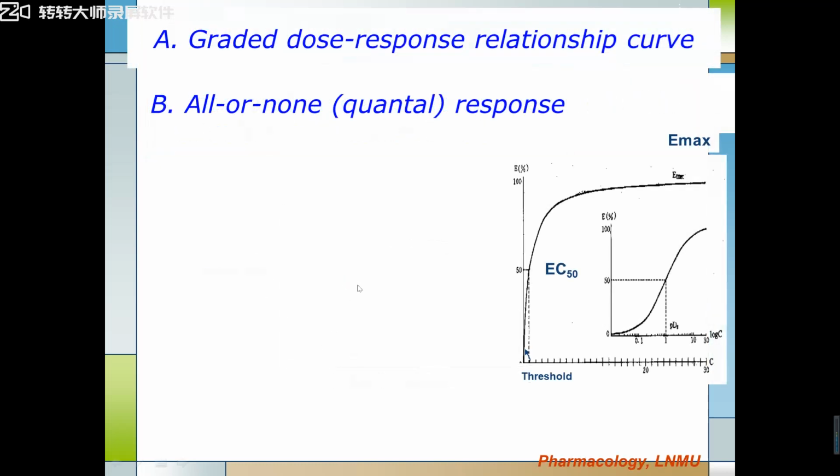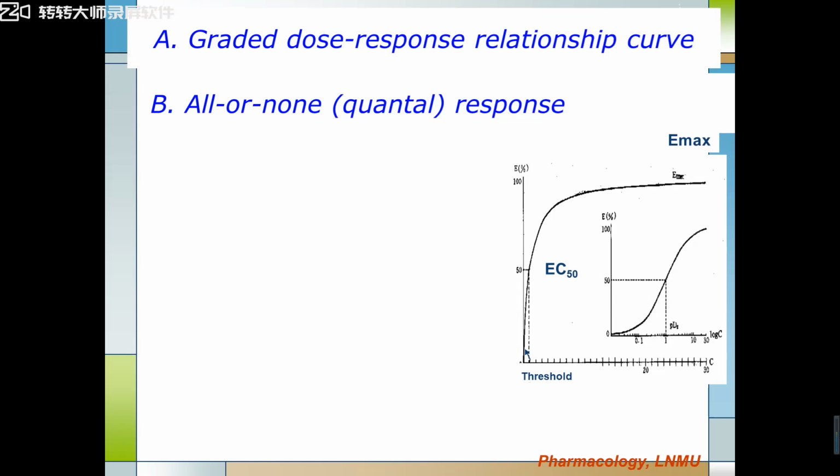In our pharmacology class, we have studied some professional terms. At first, we know this curve. We call this curve the graded dose-response relationship curve. The graded dose-response relationship can describe that in a certain range of doses, the pharmacological response increases with the increase in doses without evident toxic effects.